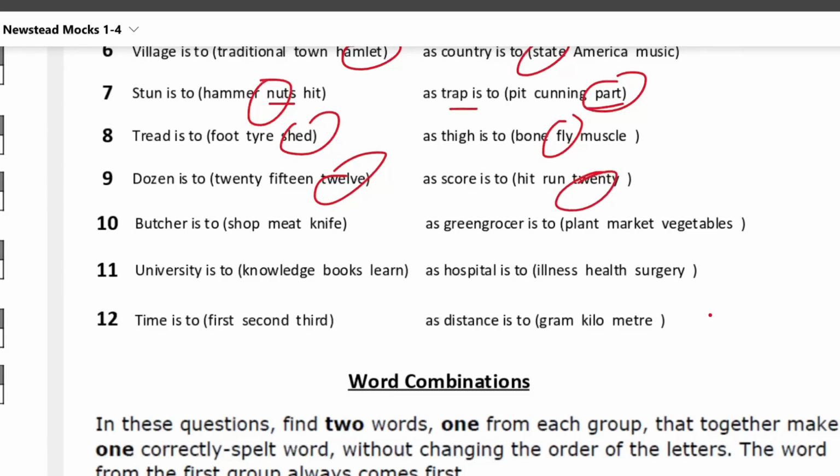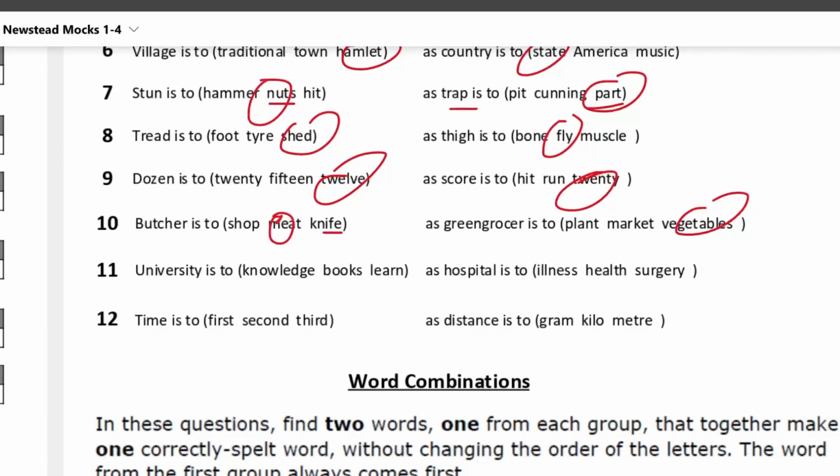Question number 10, butcher is to something and greengrocer is to something. And these are jobs. What are their jobs to do with? A butcher's job is to do with meat, and a greengrocer's is to do with vegetables. We're not talking about what apparatus they use, because a greengrocer doesn't necessarily use a plant as the apparatus. They use soil or seeds. Then those would have been the answers.